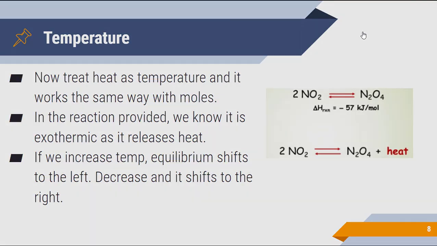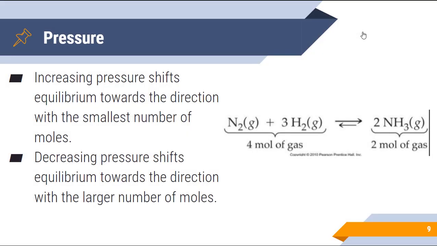Let's move on. Pressure. So pressure is unique because if we increase the pressure, this shifts equilibrium towards the direction with the smaller number of moles. So if I look at the equation on the right here, I have 4 moles of gas on the left, 2 on the right. So if I increase pressure, that means that equilibrium is going to shift towards the lower number of moles, which is on the right side. So if I increase the pressure, equilibrium shifts to the right.